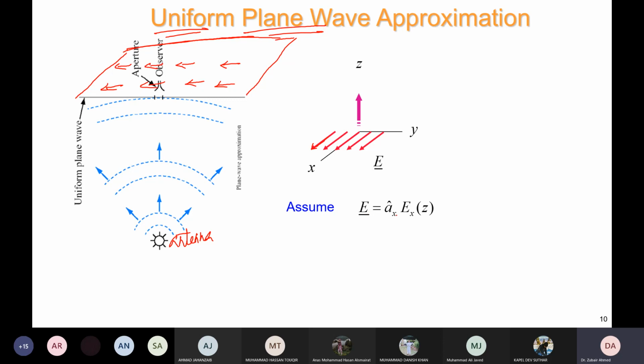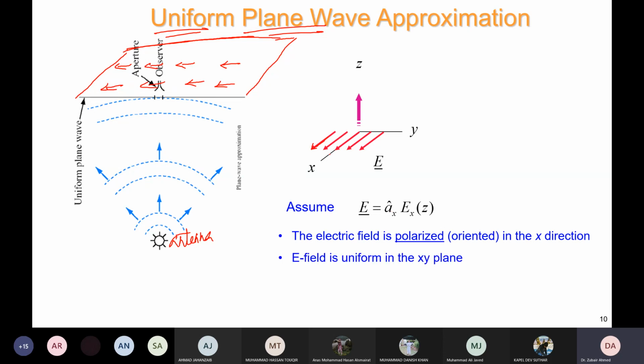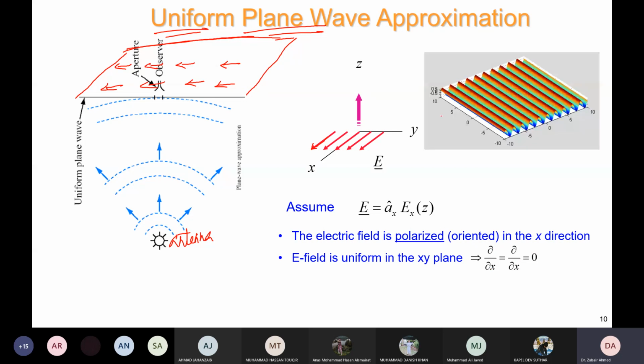So this is our assumption that the electric field has only an x component, it is oriented in the x direction, and it is only a function of z. It is constant, or uniform, with respect to x and y. So these are our assumptions. The electric field is polarized or oriented in the x direction. One assumption: the electric field is uniform in this xy plane. This means that the partial derivatives with respect to x and y will be 0. So the electric field is uniform in the xy plane, but it is traveling.